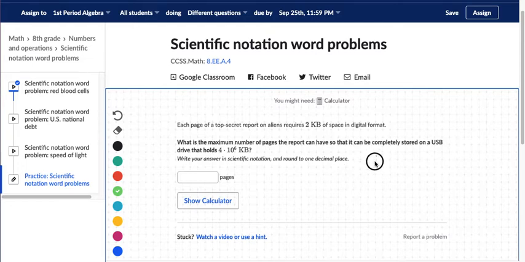Okay, so 4 times 10 to the 6th kilobytes is our capacity, right? And each page takes 2 kilobytes. So 2 kilobytes per page. And so our answer is going to be in pages, and our kilobytes are actually going to disappear. Really, what we can do is we have 4 times, that's supposed to be a 10.